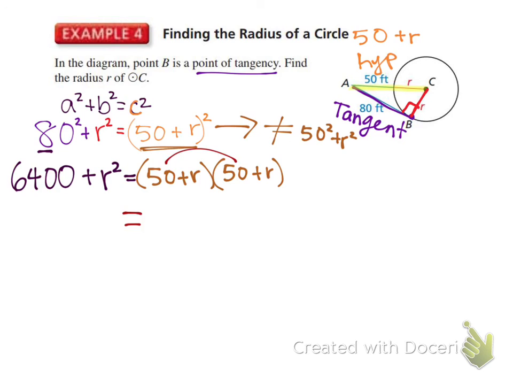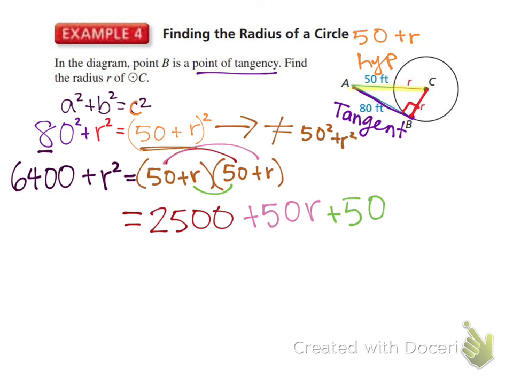So 50 times 50 is 2,500. That was first. Outer would be the outer 50 times r, which is 50r. Okay, inner, now we're going to distribute the r in. So r times 50, which is 50r. And then r times r, which is r squared. Take a moment to appreciate our answer versus the wrong shortcut. The left side didn't change.